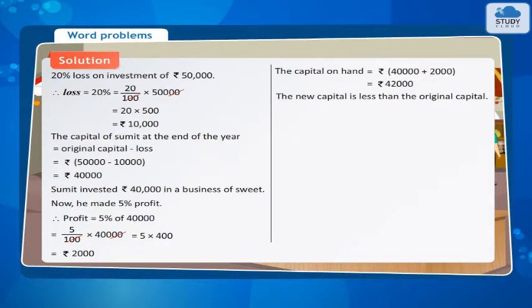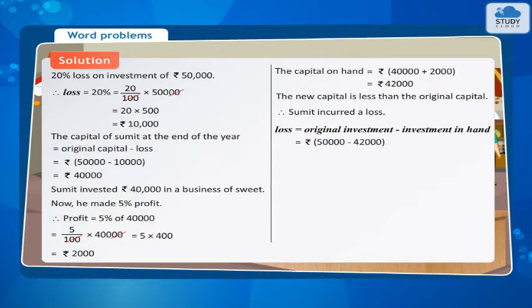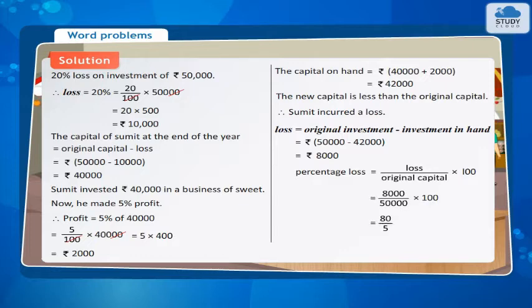The new capital is less than the original capital. Therefore, Sumit incurred a loss. Loss is equal to original investment minus investment in hand is equal to rupees 50,000 minus 42,000 is equal to rupees 8,000. Percentage loss is equal to loss upon original capital into 100 is equal to 8,000 upon 50,000 into 100 is equal to 80 upon 5 is equal to 16. Answer. Sumit incurred 16% loss.